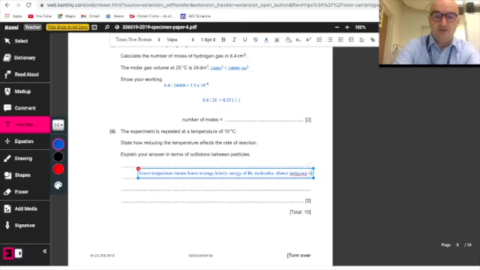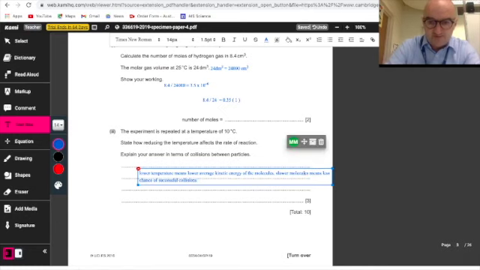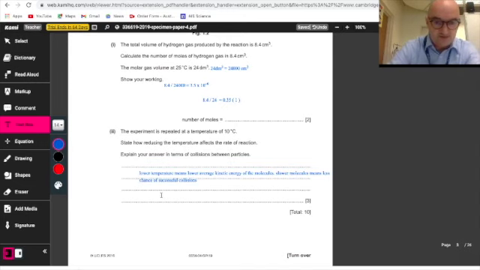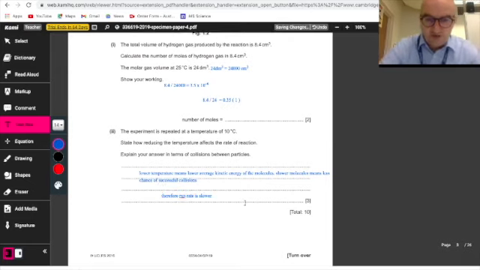molecules means less chance of successful collisions, by successful I mean producing products. So lower temperature, lower average energy, so fewer molecules have sufficient energy to overcome the activation energy barrier, and therefore it's a slower rate of reaction. So I need to say, forgot to say, therefore reaction rate is slower. Don't forget to reread the question.